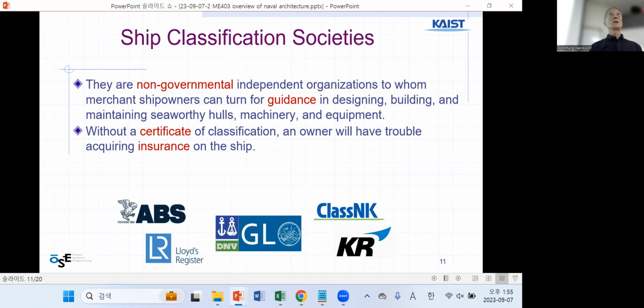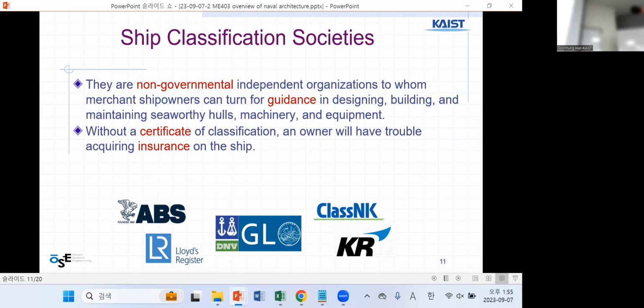This is a non-governmental independent organization. The ship owners can turn to it for guidance in designing, building, and maintaining seriousness, hull, machinery, and equipment. Without a certificate coming from a classification society, a ship owner will have trouble acquiring insurance on the ship.